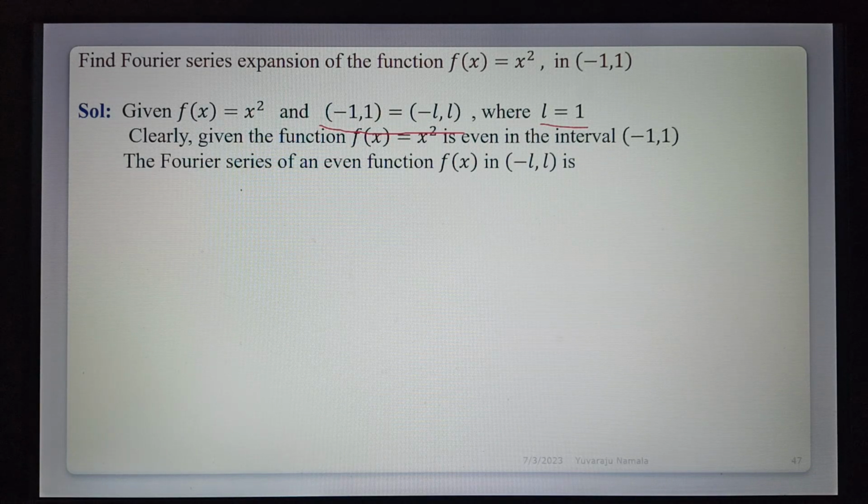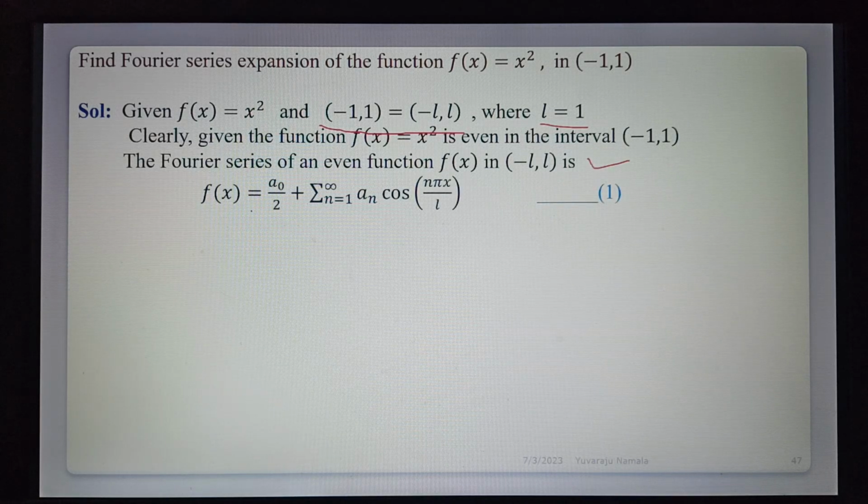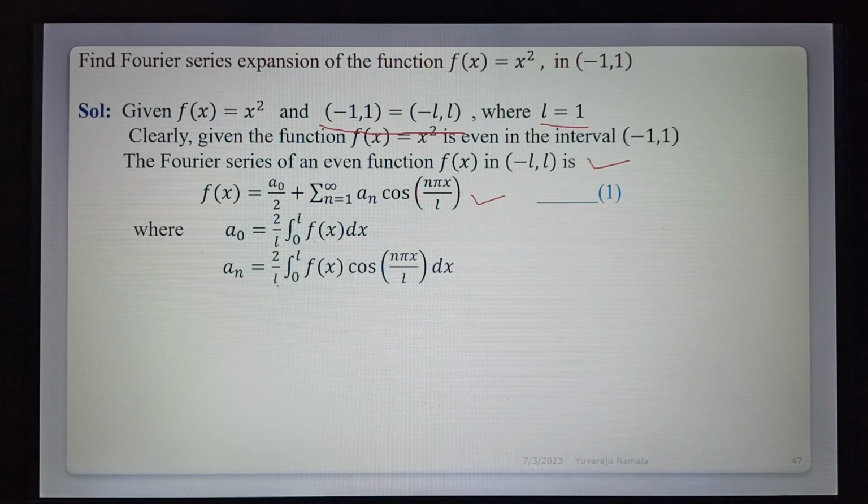Therefore, the Fourier series for an even function in the interval minus L comma L is f(x) = a naught by 2 plus summation n equal to 1 to infinity a n cos n pi x by L, where a naught and a n are to be found, and b n is automatically 0. a naught is equal to 2 by L integration 0 to L f(x) dx. a n is equal to 2 by L integration 0 to L f(x) cos n pi x by L dx. This is the formula for an even function.